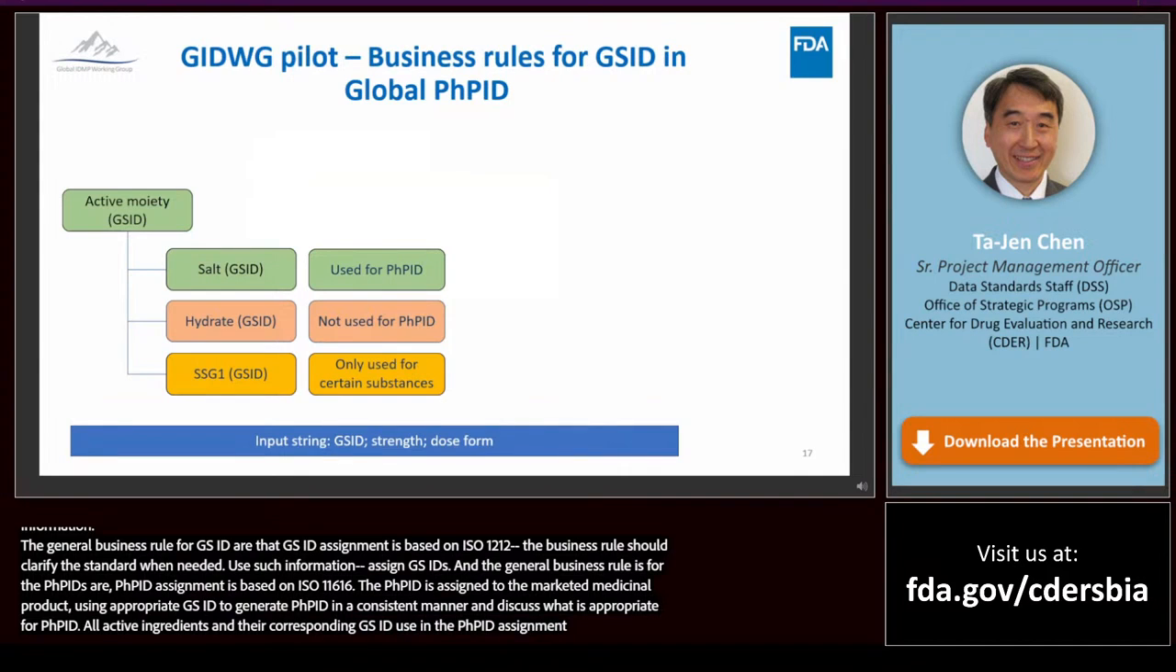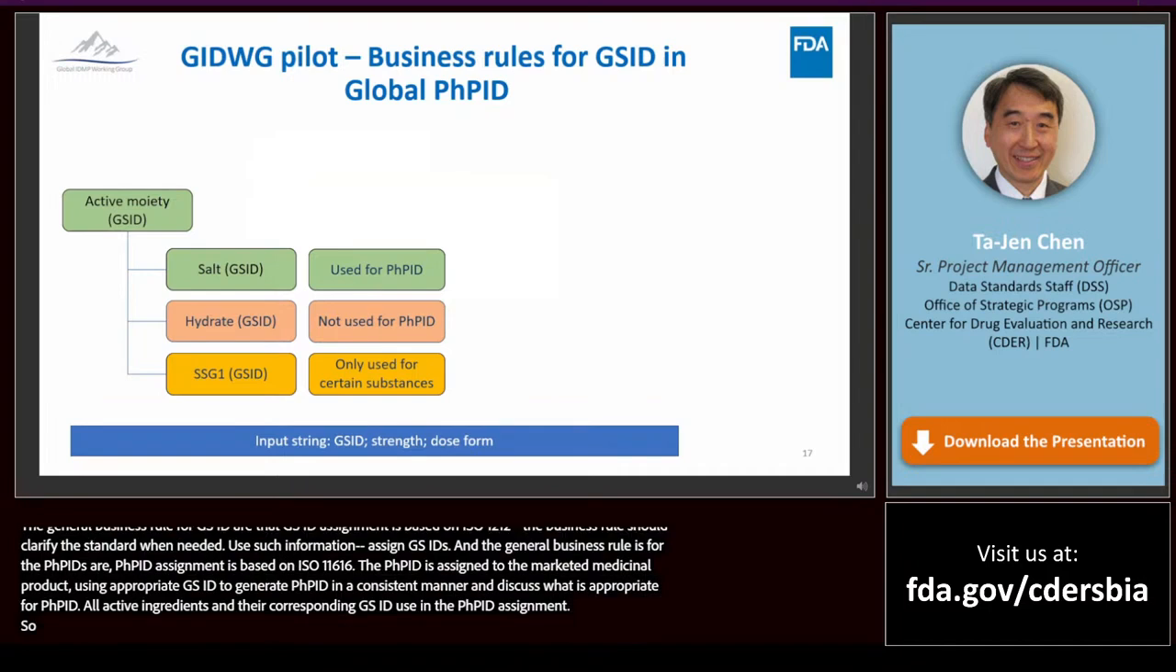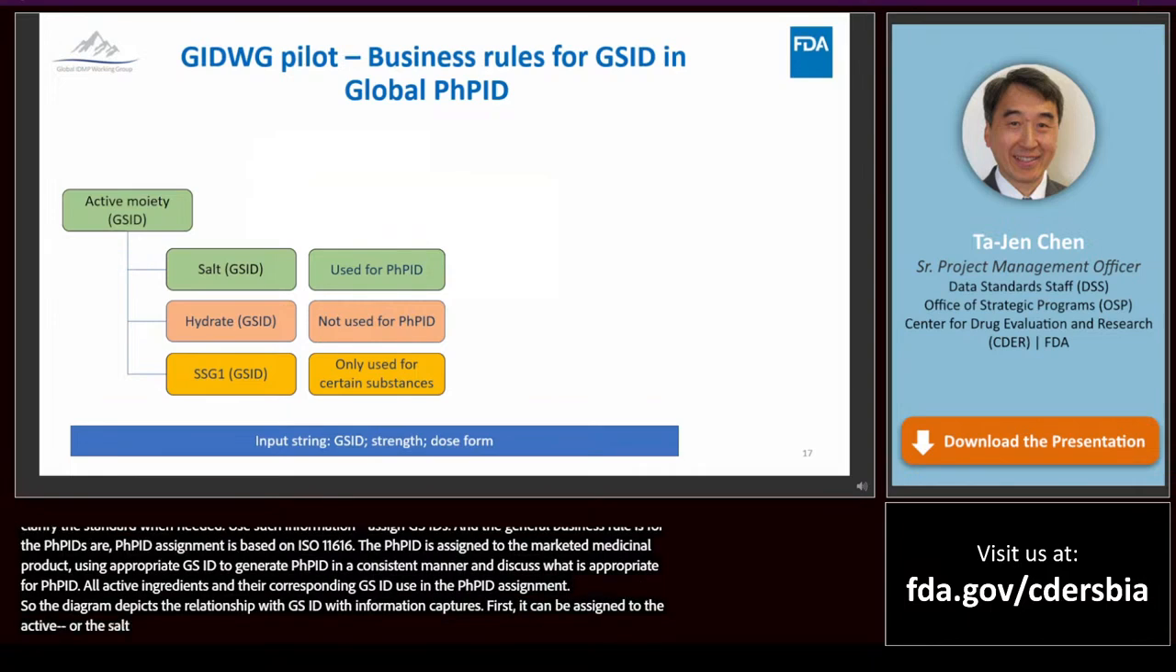So the diagram depicts the relationships of GSID with different information captured. First, a substance ID can be assigned to the active moiety, or the salt, or the hydrate, and also can be assigned to the specified substance group 1 substance, the SSG1 substance. ISO 11238 describes SSG1 substance as mixture.